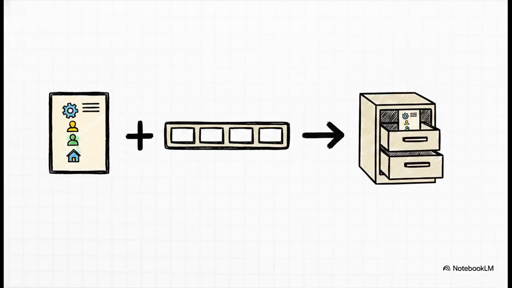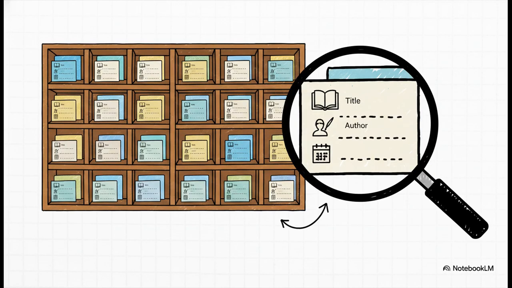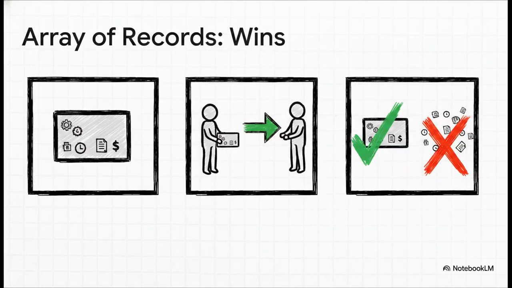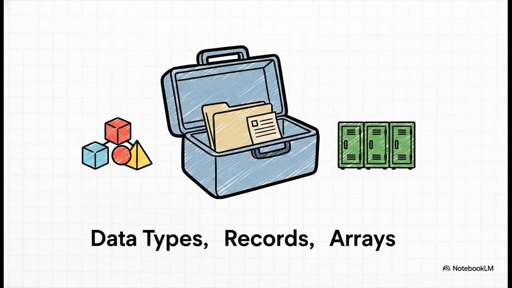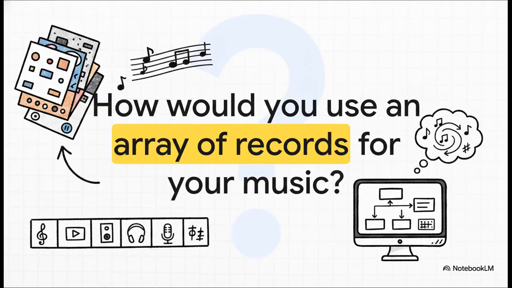But here's where the real magic happens when you put them both together. Check this out. It's an array of records, a whole list of those digital index cards. Why do this? Well, it keeps your data tidy and makes it way easier to manage. And just like that, you've got your first coding toolkit: types, records, and arrays. So think about it. How would you use these new tools to organize your own movie collection?